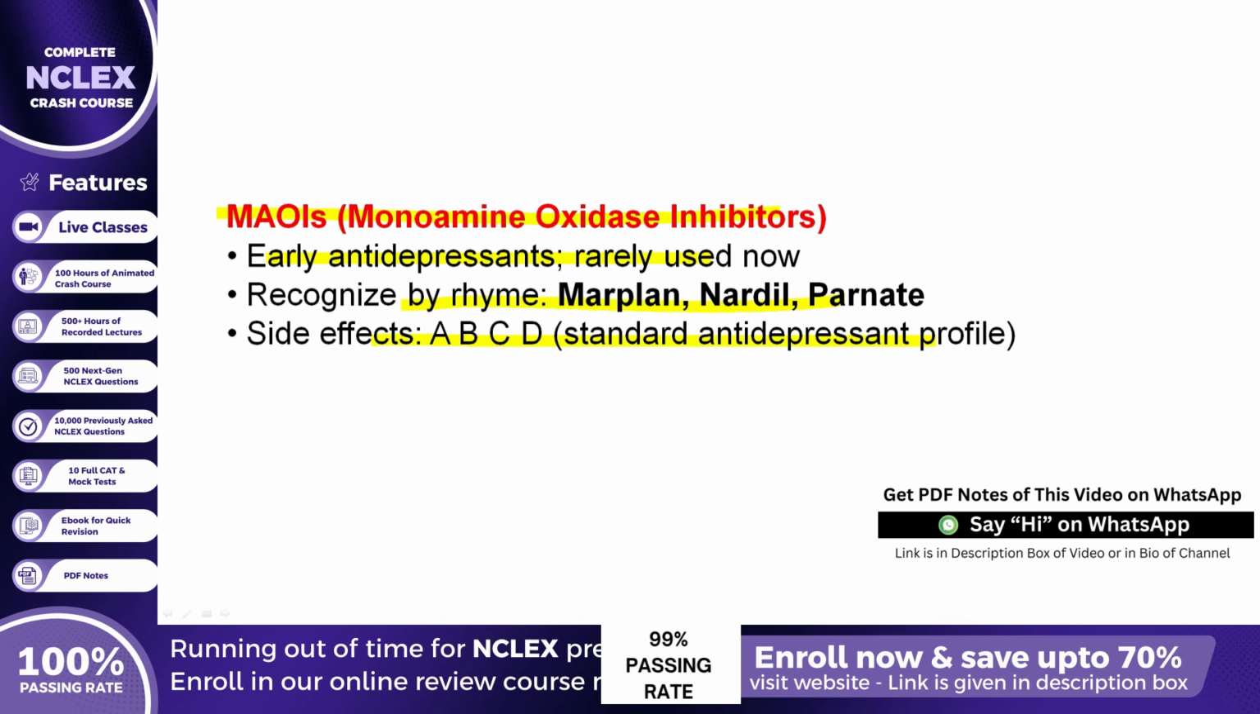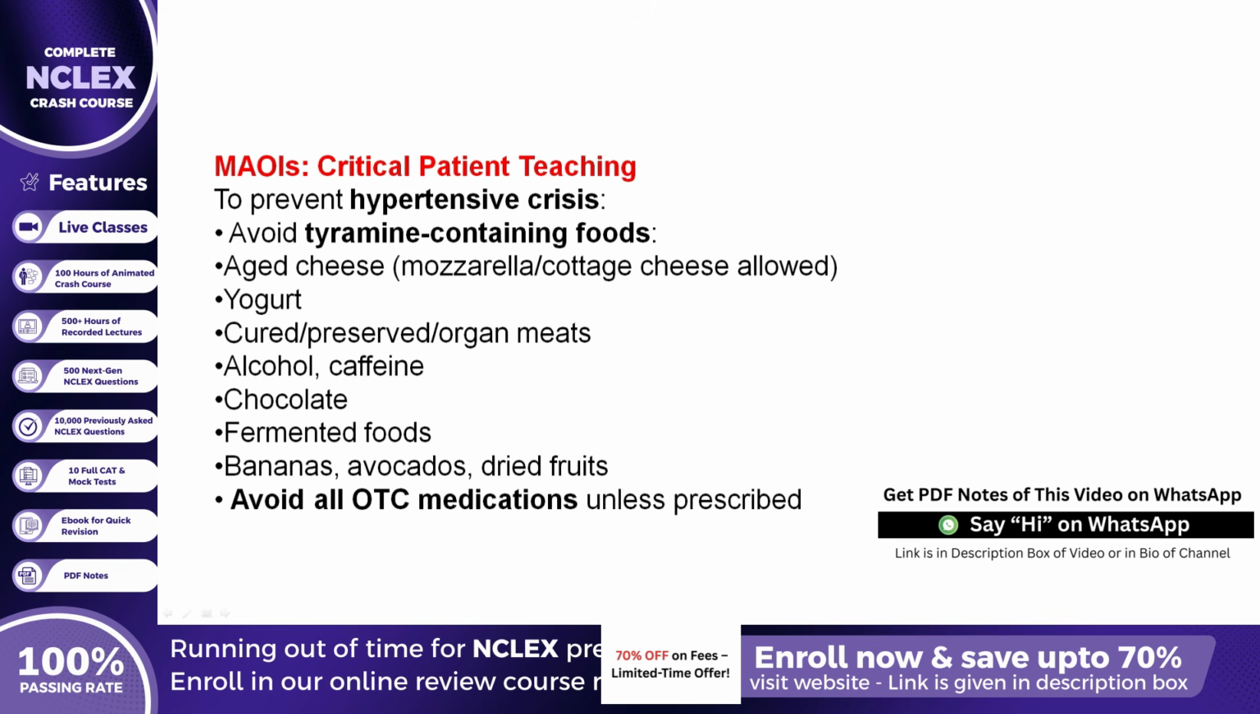Now, let us shift into the most critical patient teaching for monoamine oxidase inhibitors, especially when it comes to preventing a hypertensive crisis. To prevent a hypertensive crisis, clients must avoid tyramine-containing foods. They must avoid aged cheese, although mozzarella and cottage cheese are allowed. They must also avoid yogurt for safety. Cured, preserved, and organ meats must be avoided as well. They must stay away from alcohol and caffeine to reduce risk. Chocolate must also be avoided.